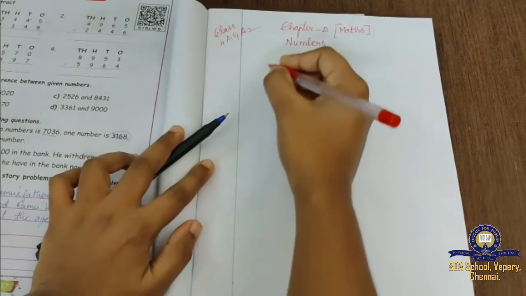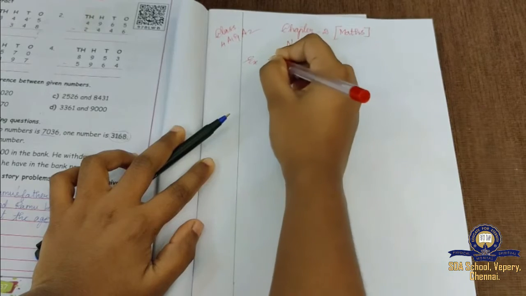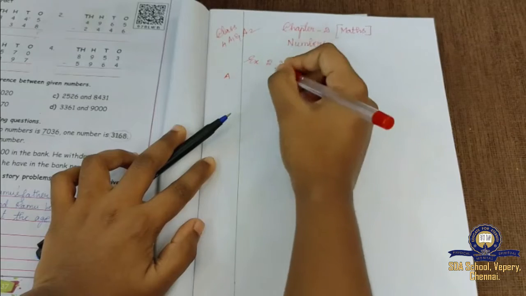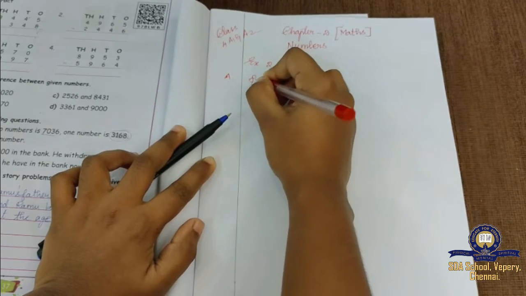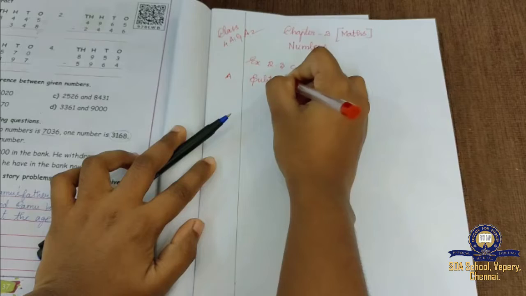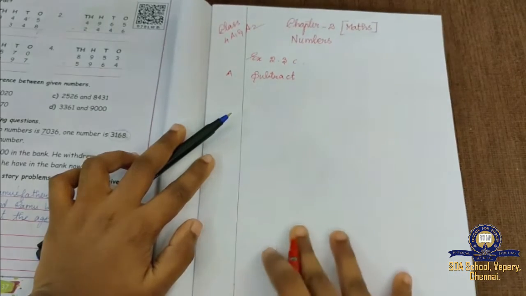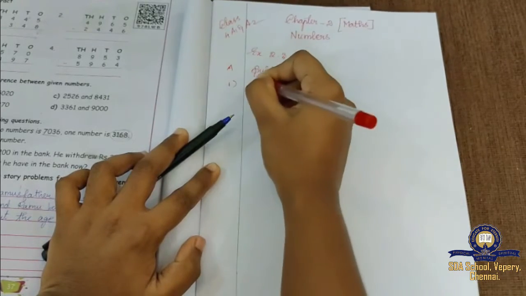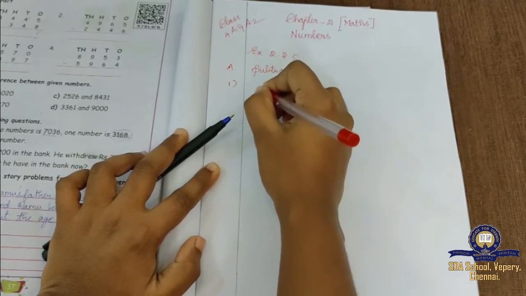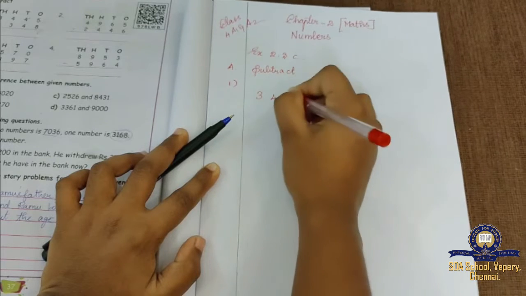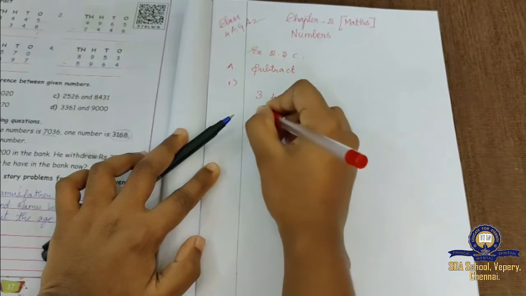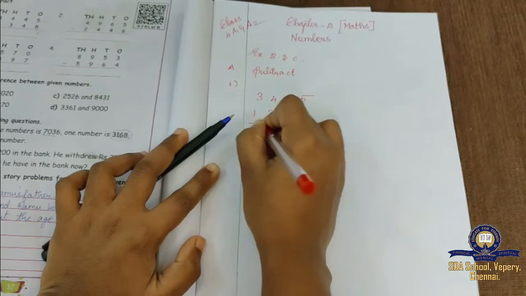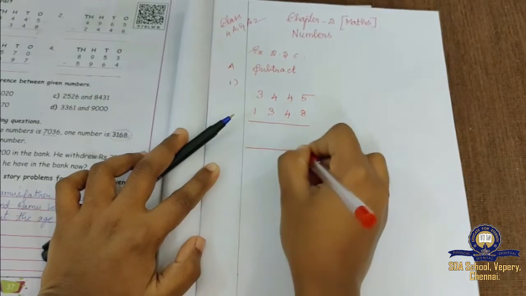So the first exercise, 2.3c, a sum, subtract. In the a sum we have 4 sums. We are going to do the first sum now: 3445 minus 1348. We are going to subtract this.